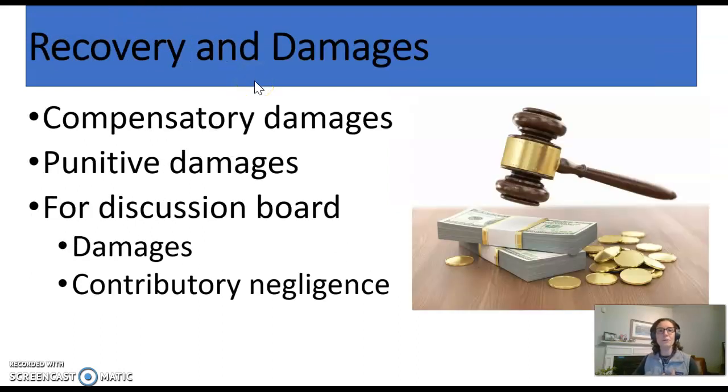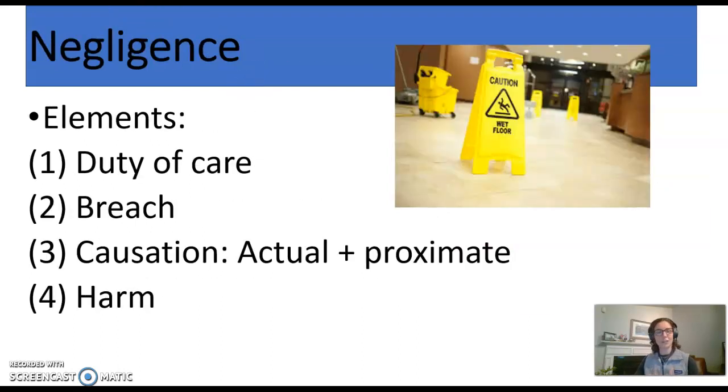Okay, so element number one, I thought I broke these down into slides. Element number one is duty of care. As we just mentioned, all stores owe a duty of care to their patrons and customers. We also talk about duty of care in other contexts as well. One of the other matters that you'll see in the video for the discussion board this week has to do with the medical profession. Doctors also owe a duty of care, and when they violate that duty of care, that's what leads to medical malpractice lawsuits.